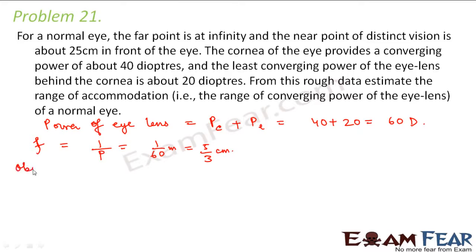Now, if the object is at infinity, where will the image be formed? The image will be at the focal length. That means the image will be at 5 by 3 centimeter distance. Right? Now, what about nearby objects? For nearby objects, the lens will use its maximum converging power, because it will try to converge the rays as soon as possible.